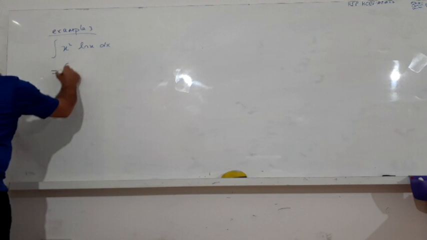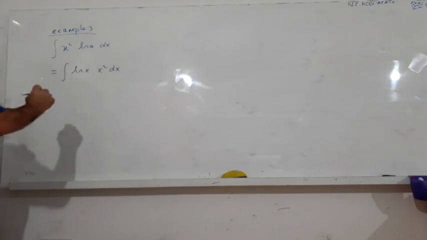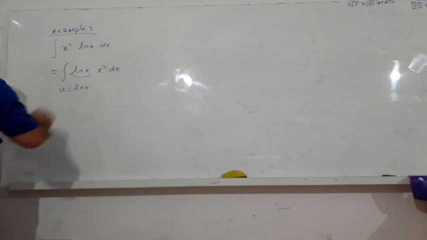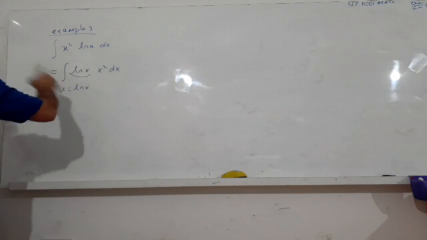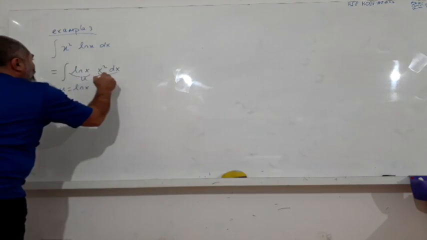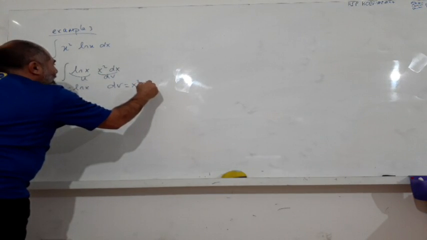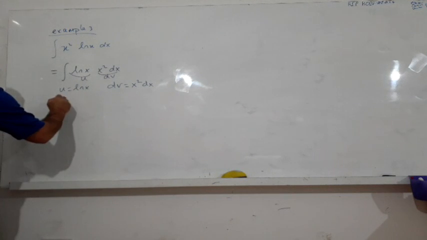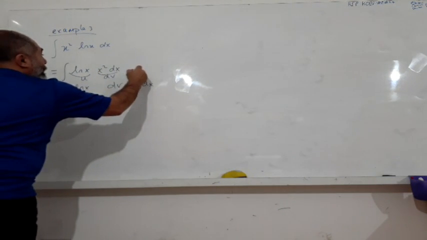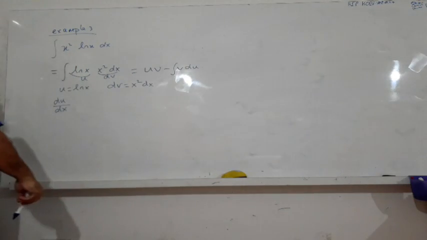So u is ln x. That's the only case when x squared is not u, when ln x is in the integration. So dv, this is u, now that becomes dv. dv is x squared dx. So take the derivative of u with respect to x to obtain du, because this is the formula that we are going to apply for integration by parts: uv minus the integration of v du.